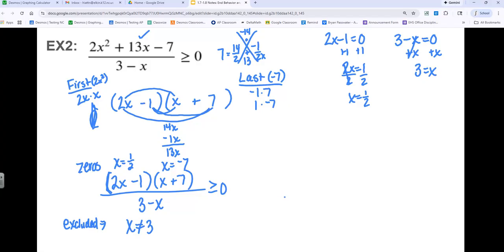You also need to be careful on your sign chart here. I'm going to put -7 here, 1/2 will go right there in the middle, and 3 will be up here at the top. Especially on this one, I'm going to put an X on that 3. Because x cannot equal 3, it's an excluded value, I cannot use a bracket with that 3 right there. Okay, then I'm going to do my sign chart like I'm used to: 2x minus 1, x plus 7, 3 minus x, and then the answer line.